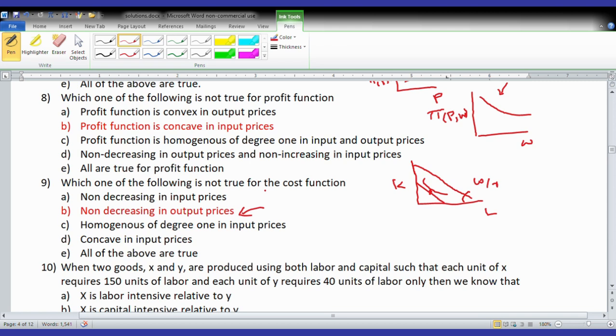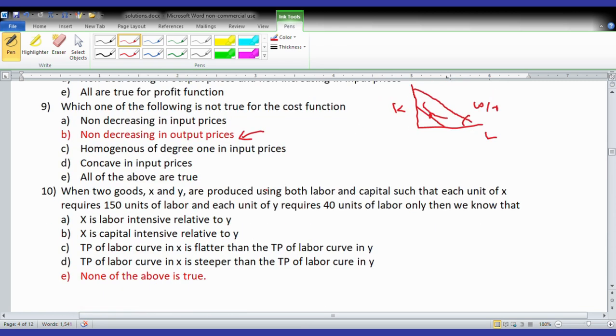so this is not a property of the cost function. And then we have the 10th one: when two goods X and Y are produced using both labor and capital such that each unit of X requires 150 units of labor and each unit of Y requires 40 units of labor, only then we know that X is labor intensive. This is wrong. Capital intensive, this is wrong, and similarly total product of labor is flatter, all this is wrong. We cannot say anything about that, and so none of the above is true. So these are the 10 questions of the second quiz.